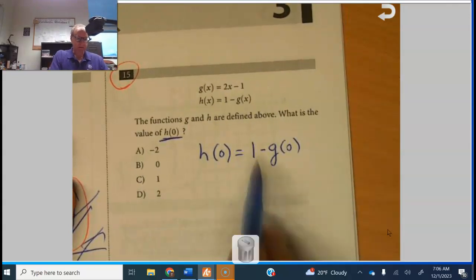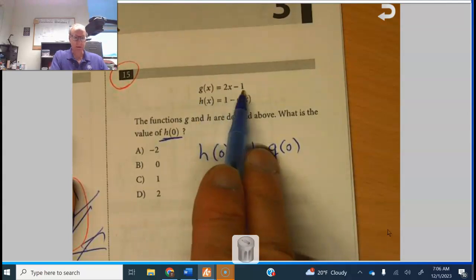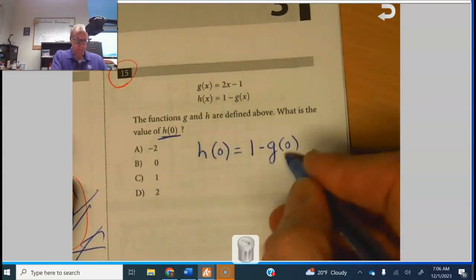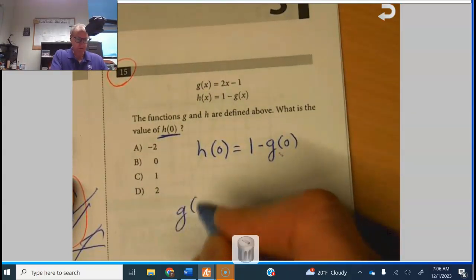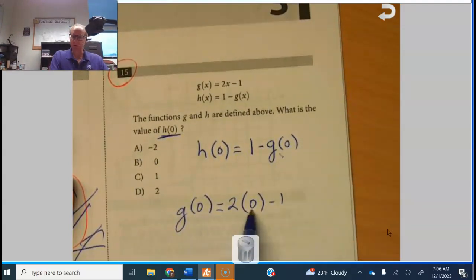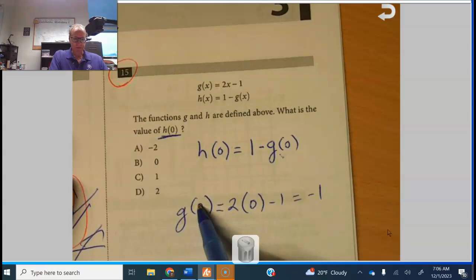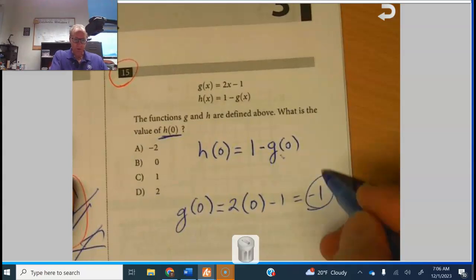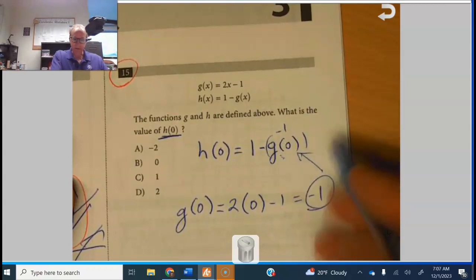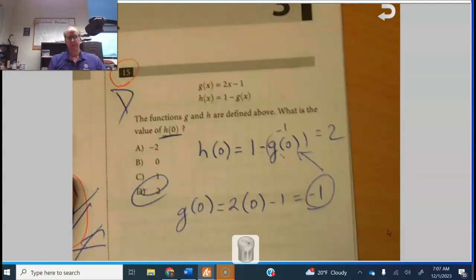There. That's true. Now, they told me that g of x is equal to 2x minus 1. Well, I have a 0 instead of an x. So I'm going to put this right here, g of 0 is equal to 2 times 0 minus 1, because I'm putting a 0 instead of x. Well, that's negative 1. Negative 1 goes right there. That's a double negative, so I get 2. Done. That's it. D. Finished.